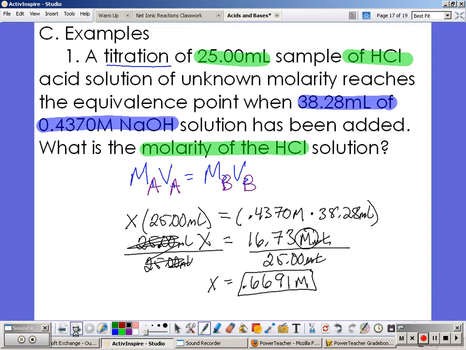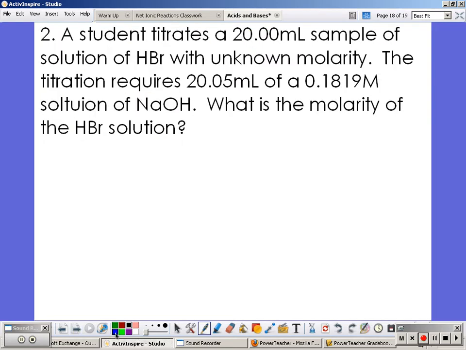So again, I know I'm going to have a titration problem because it will say titrate or titration, and then I know to look for information about acid and information about a base. So 20 milliliters of HBr. What is the molarity of HBr? And for my base, I have 20 milliliters of 0.1819 molar NaOH.